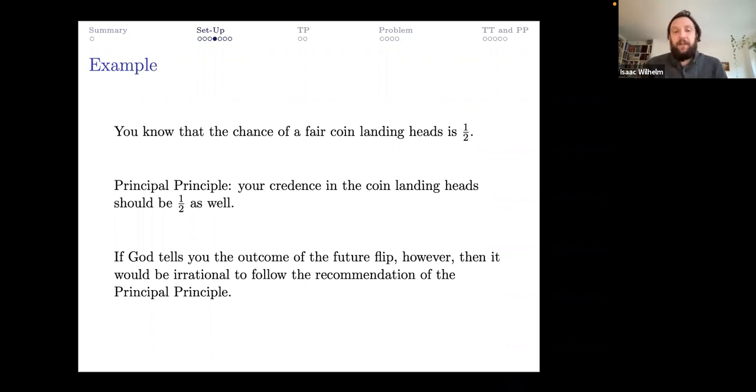Because of that, in the literature, people say that the proposition you learned, that the coin lands or will land tails, is inadmissible with respect to the proposition, excuse me, the chance of the coin landing heads is 1/2. So that's an example of a situation where you have an inadmissible proposition in your evidence.